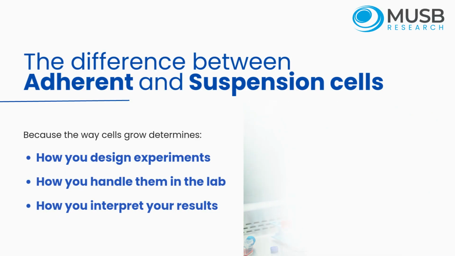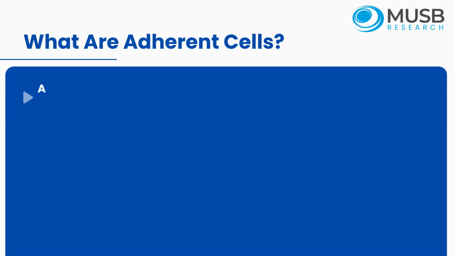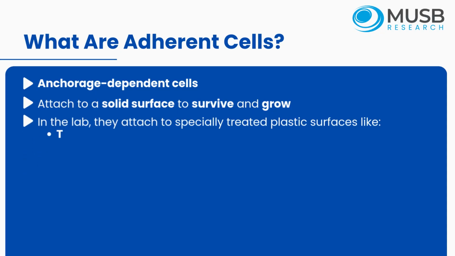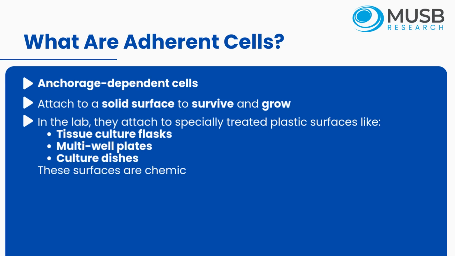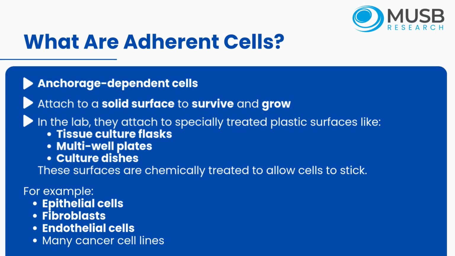Let's begin. What are adherent cells? Adherent cells, also called anchorage-dependent cells, must attach to a solid surface to survive and grow. In the lab, they attach to specially treated plastic surfaces like tissue culture flasks, multi-well plates, and culture dishes. These surfaces are chemically treated to allow cells to stick. Most cells that come from solid tissues are adherent. For example, epithelial cells, fibroblasts, endothelial cells, and many cancer cell lines.